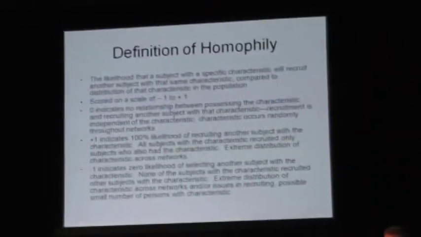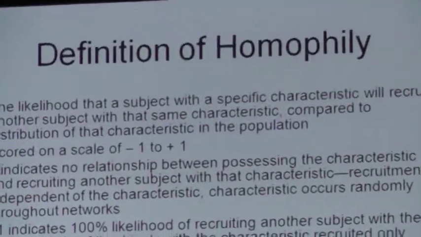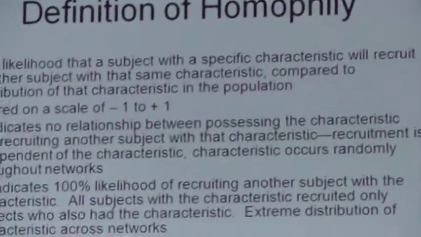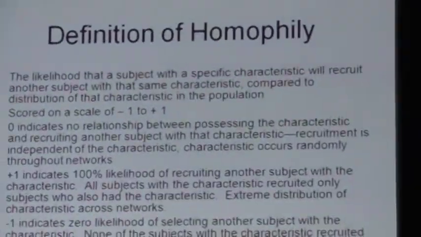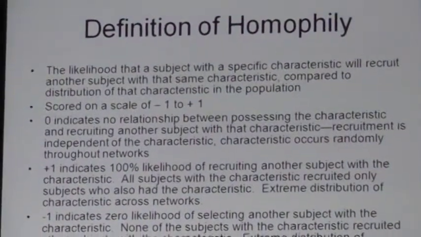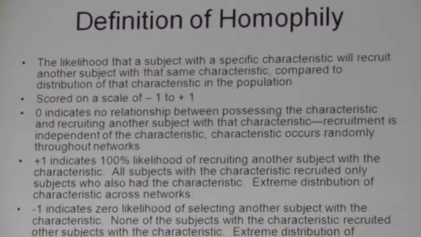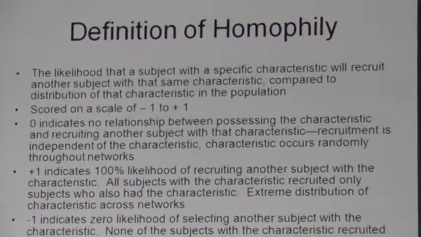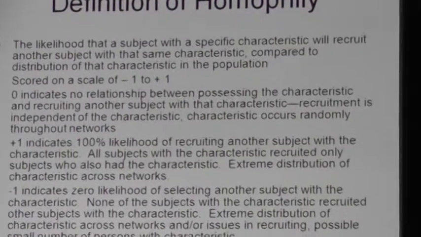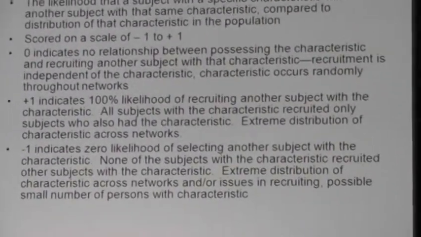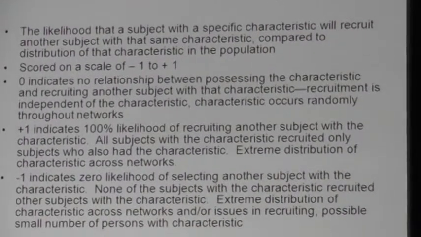The homophily statistic is one of the most interesting data points to come out of an RDS study. The homophily is the likelihood that a subject with a specific characteristic will recruit another subject who has that same characteristic, and this is compared to the distribution of that characteristic in the population. Homophilies are scored on a scale of -1 to 0 to plus 1.